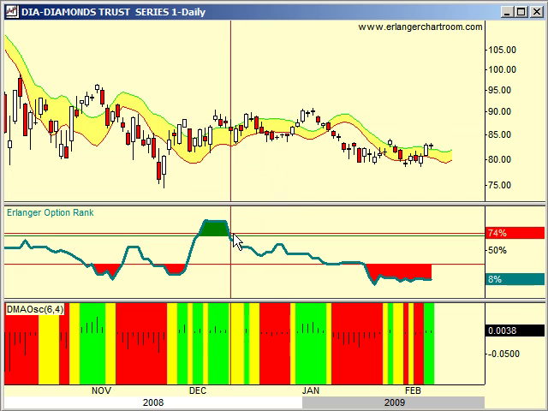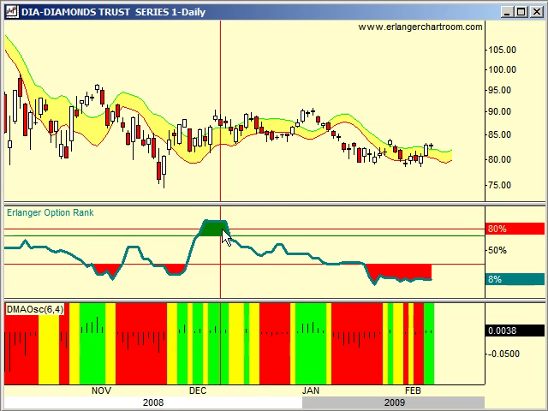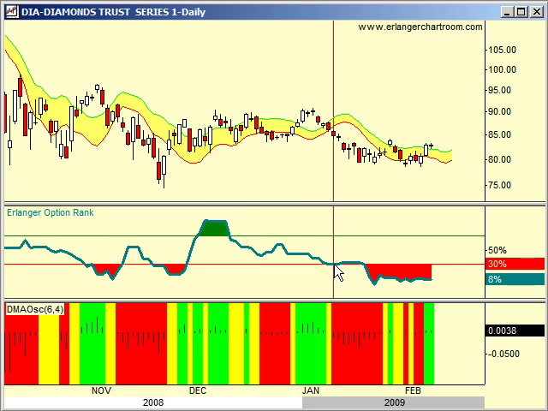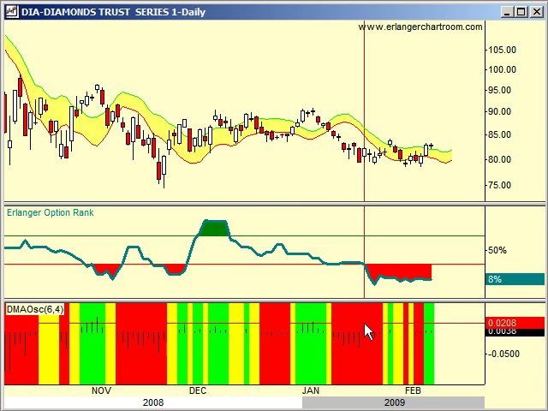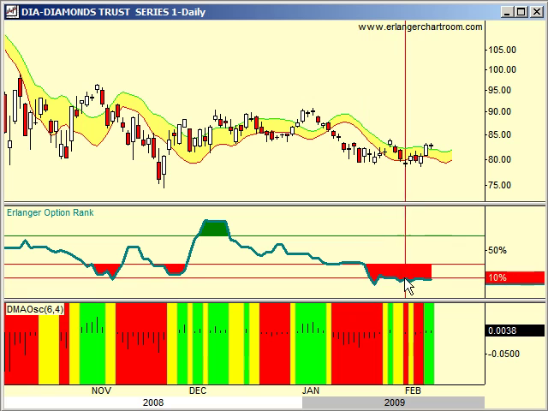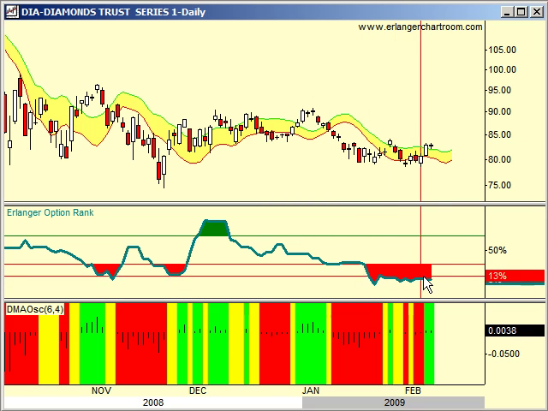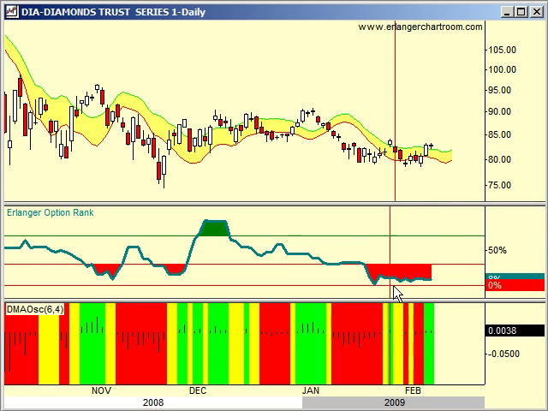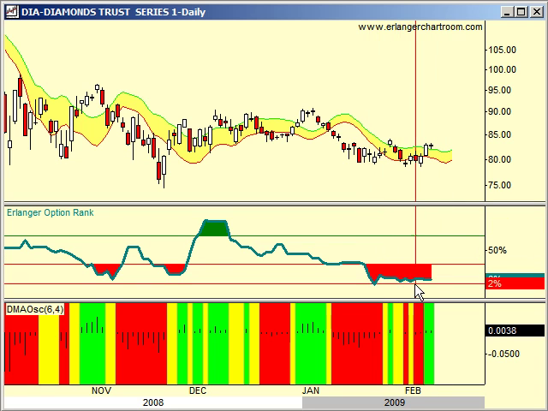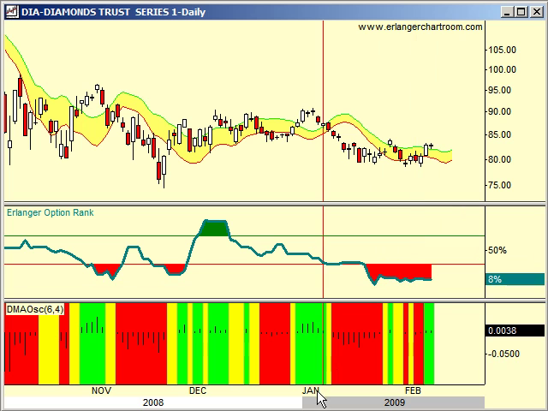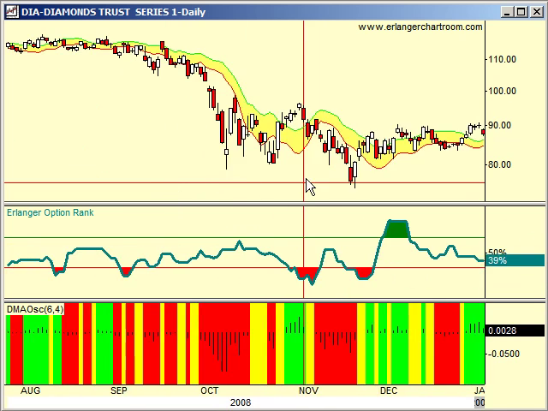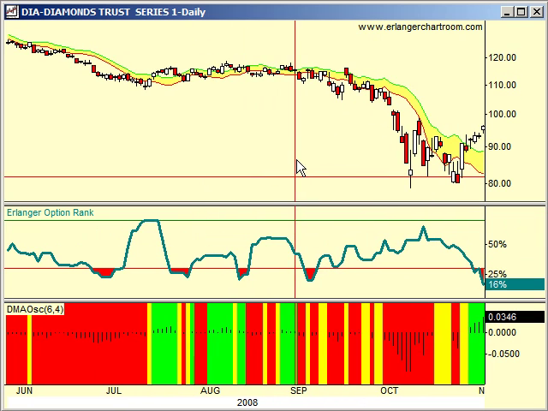As price progressed, you could see that the put activity turned into call activity, and price action started to weaken again. Now we seem to be stuck in this rut of call activity here. You're getting some choppy action in the market, but this is a little bit of concern. This is as of last night's close. Let's go back in time a little bit farther and see if we can't see some other really good signals.